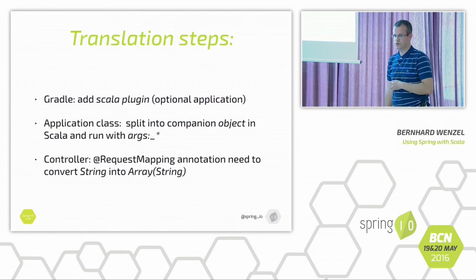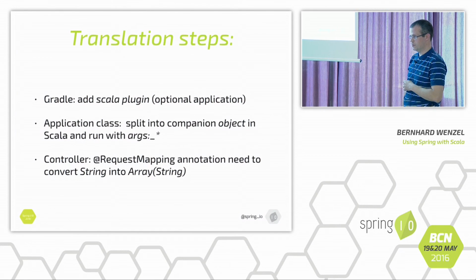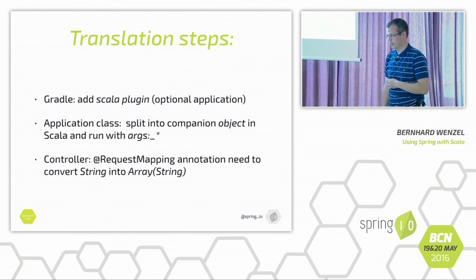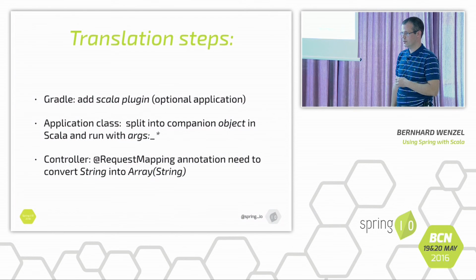So what did I have to do? I needed to add the Scala plugin to Gradle. I needed to split the application class into a class and object. I needed to run the args with the compiler hint. And in the request mapping annotation, I needed to use an array.